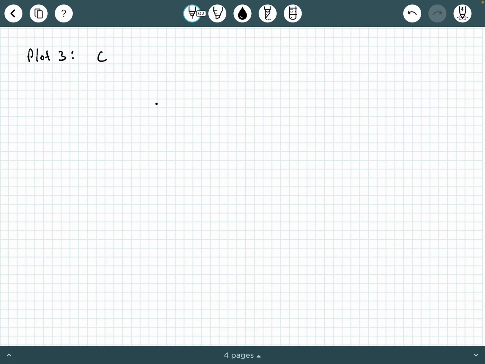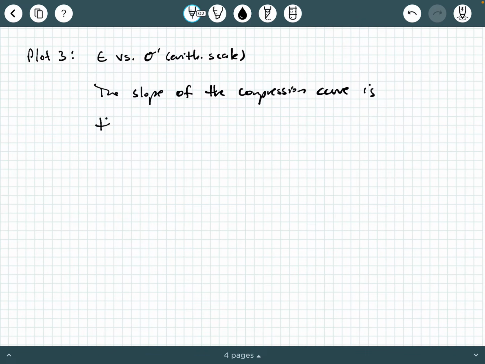Plot 3 is strain versus sigma prime on an arithmetic scale. All right. And so what do we get from this? Well, the slope of the compression curve is called the coefficient of volume change. Coefficient of volume change. And we call this M sub V.